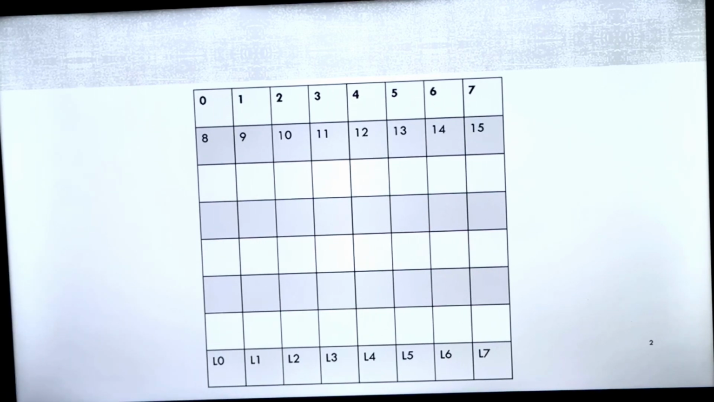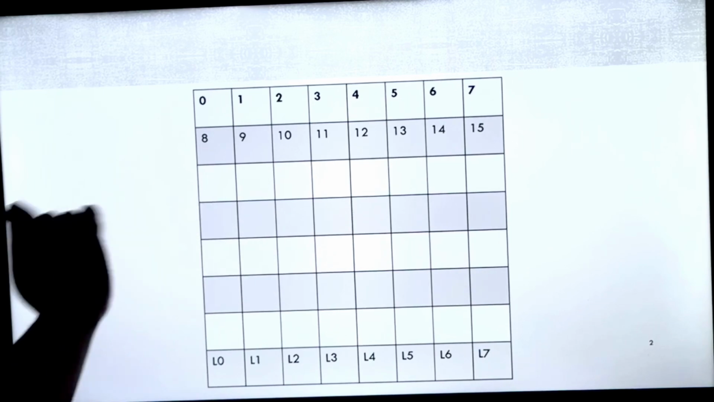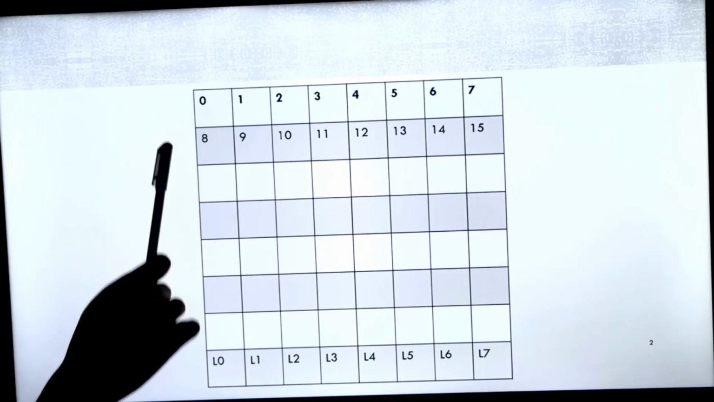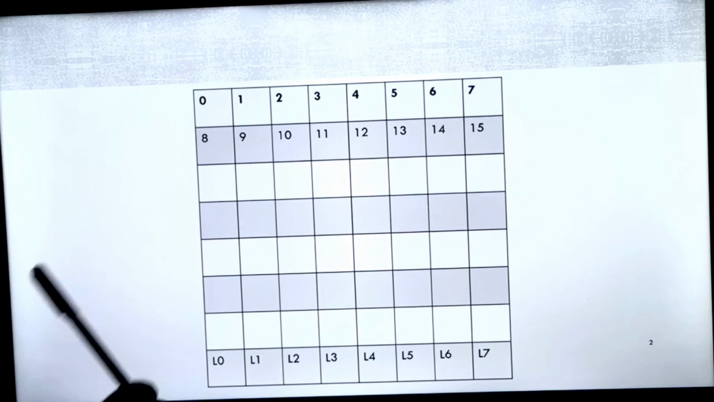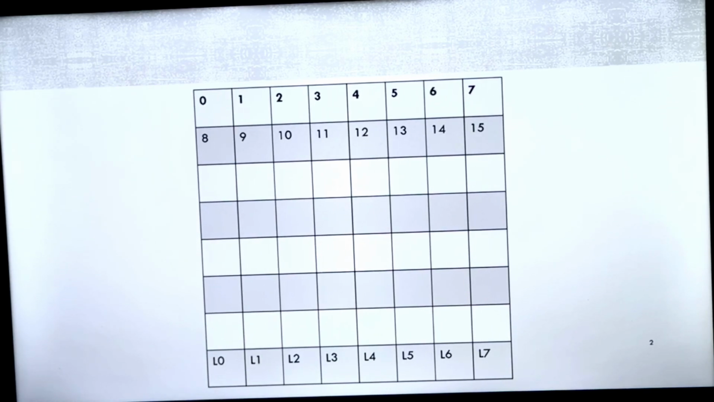If you have more memory, then there will be more number of cells like this. There will be many, right? 1 cell is equal to 1 bit only. So there will be many such cells in your main memory. I hope you understood the basic organization.